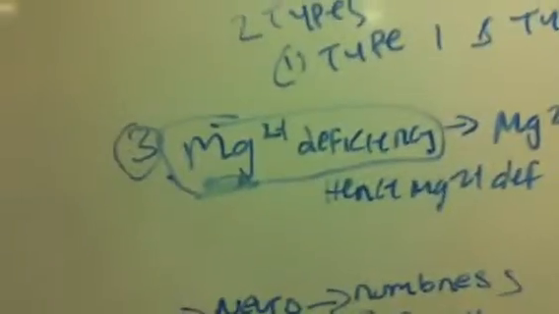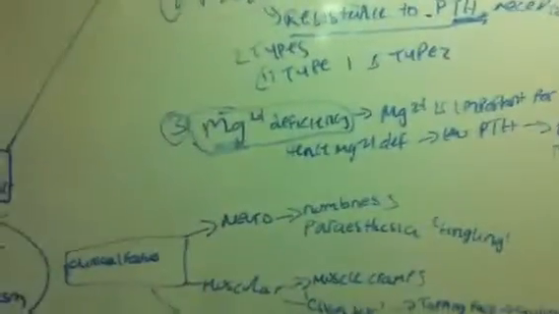Thirdly, magnesium deficiency. Magnesium is important for secretion of PTH. If you don't have magnesium, you're not going to secrete PTH. So patients with magnesium deficiency will have low PTH, and so low calcium and high phosphate. Understood? So we've covered the low vitamin D and the low PTH causes.